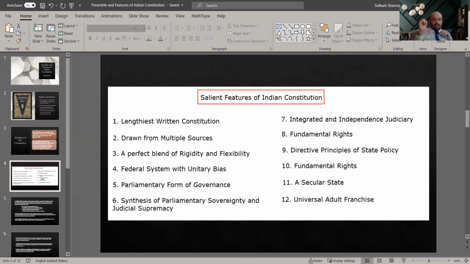So, as you can see, it is one of the lengthiest written constitutions. It has been drawn from multiple sources. It is a perfect blend of rigidity and flexibility. It lays down the framework of the country with a federal system, but also has a unitary bias. It adopts a parliamentary form of governance rather than going for the presidential system. There is a mixed synthesis of parliamentary sovereignty and judicial supremacy. The judiciary that we have is integrated, and it is also independent.